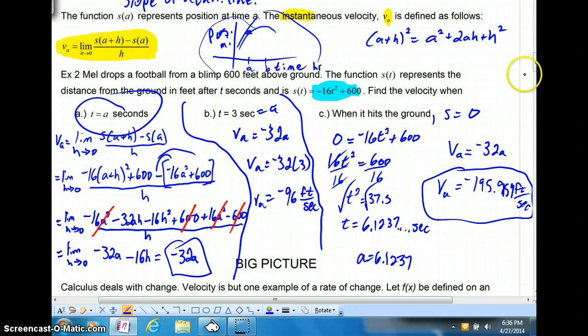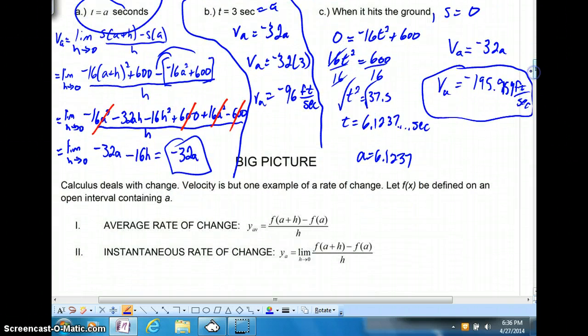Okay, so what's the big picture here? Calculus deals with change. Velocity is just one example of a rate of change. We're going to study so many of them. Let f of x be defined on an open interval. The average rate of change is the secant line slope. Plain and simply, if you're given 2 points, you can just go back to algebra 1 and do y2 minus y1 all over x2 minus x1.